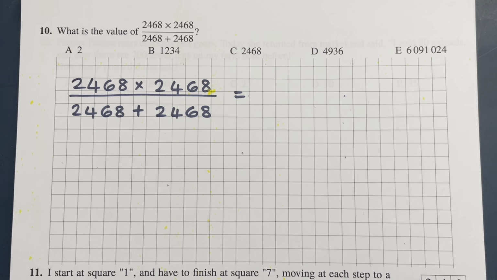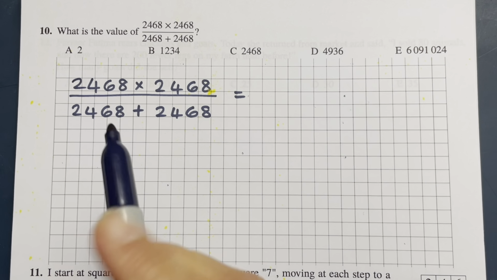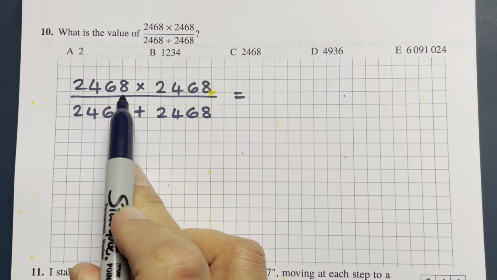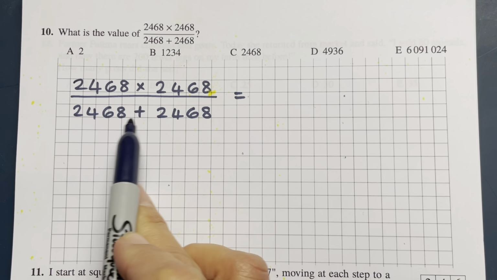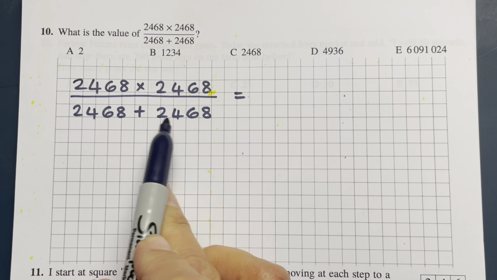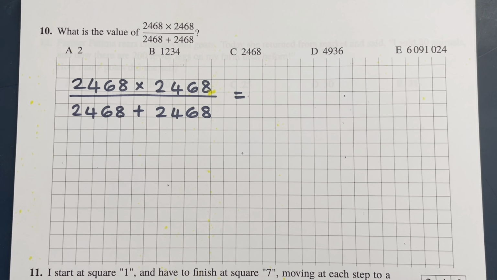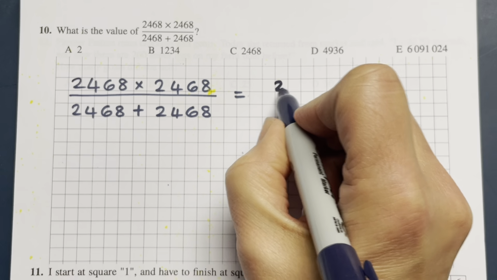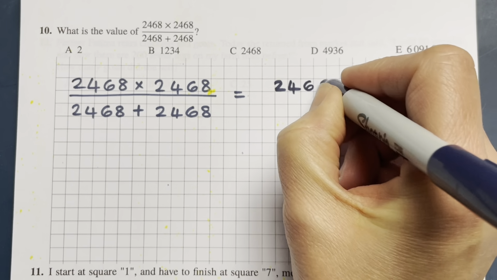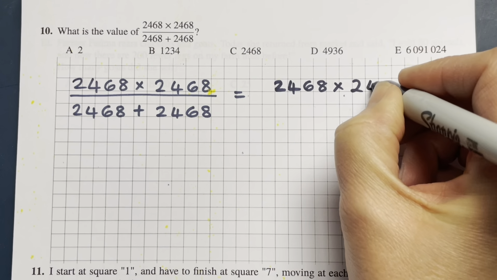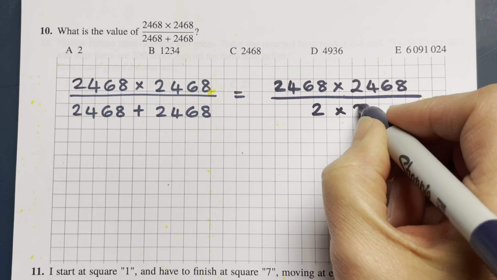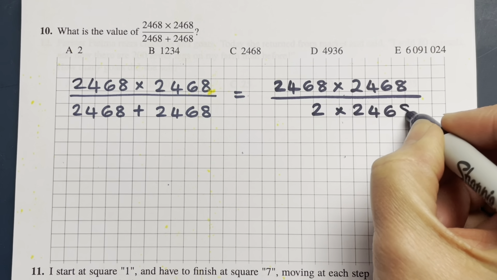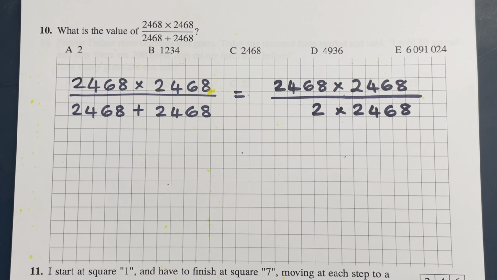Always find it helpful to write out the question. First, it gives me a little bit of thinking time. I've got 2,468 lots of 2,468. But here, I've only got 2 lots of 2,468. So let's write that again. 2,468 multiplied by 2,468 over 2 lots of 2,468. I know that I can cancel out.